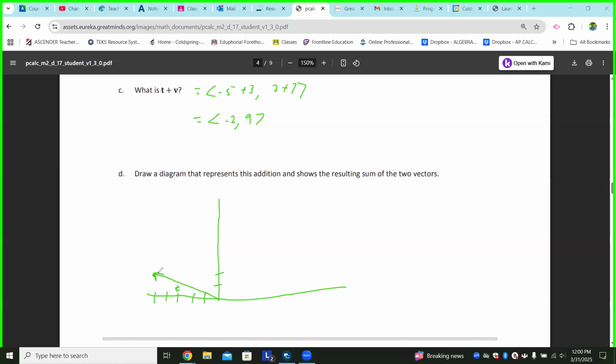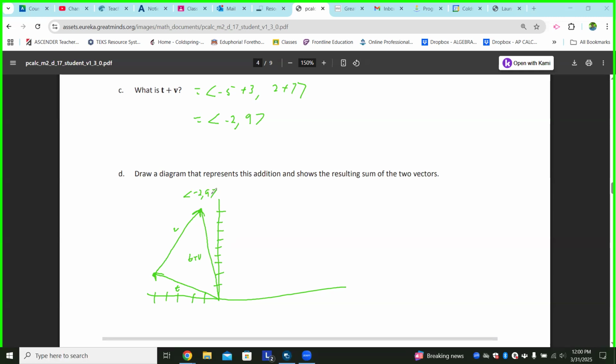So that means I'm going to go right 3. So that's 1, 2, 3. And then I'm going to go up 7. So that's 1, 2, 3, 4, 5, 6, 7. So again, right 3, up 7, give or take. This would be my V. So that means that this right here would be my T plus V. But what happens to be this coordinate right here? Negative 2 comma 9.